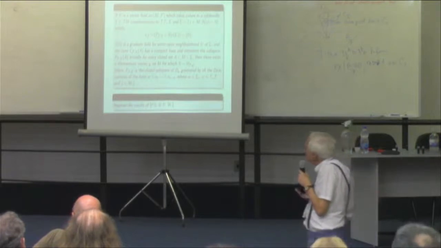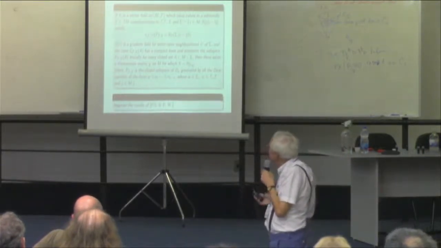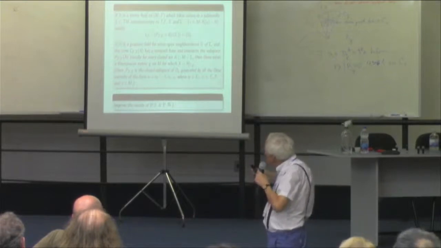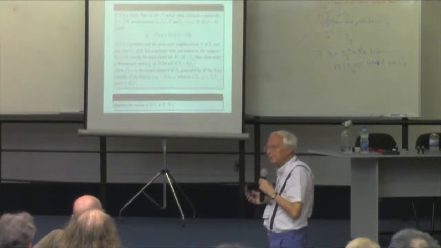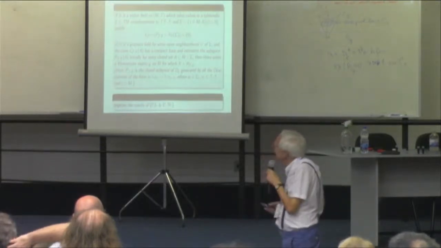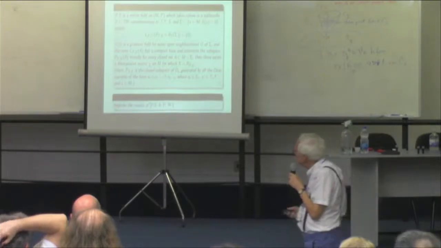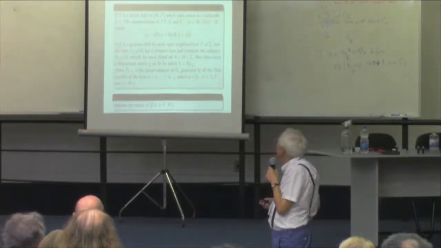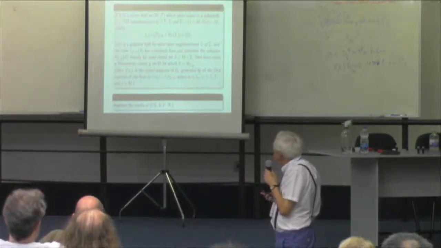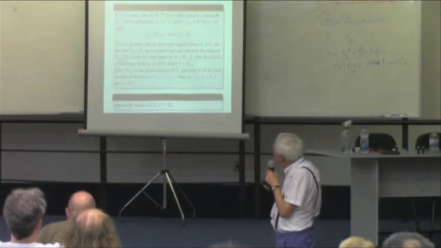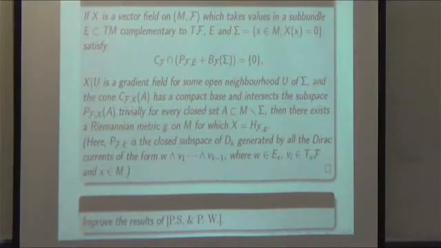If by chance my vector field X takes values in a regular subbundle E of the tangent bundle, complementary to the tangent bundle of the foliation, and this bundle E and the set of singular points satisfy some condition, then new spaces of currents appear, unfortunately. The space CF is the cone which was defined before.